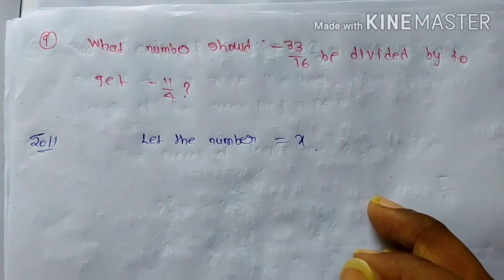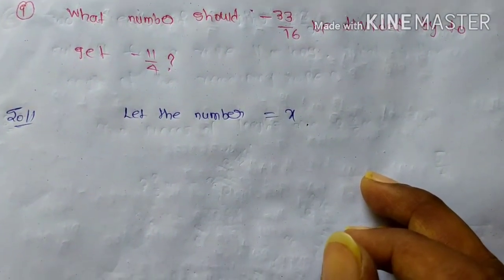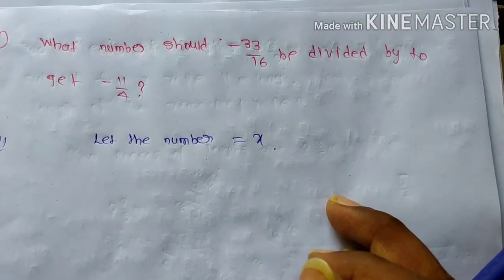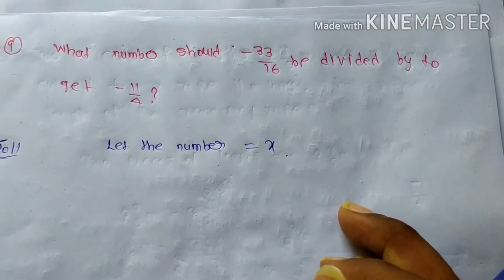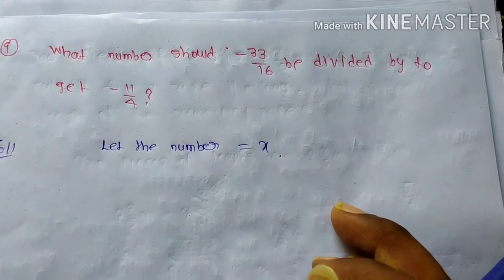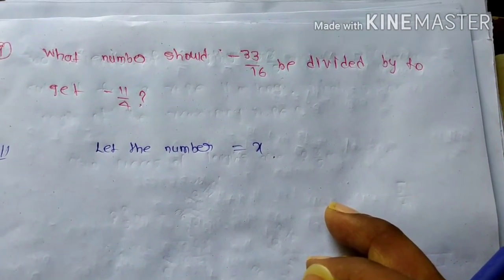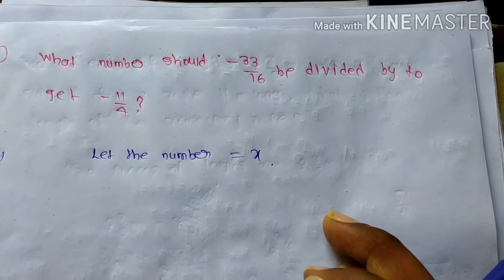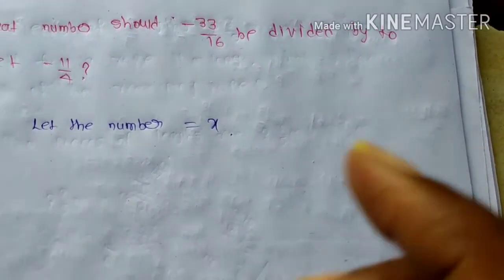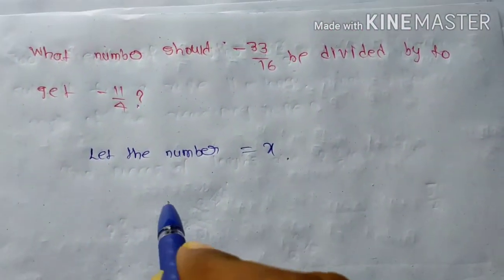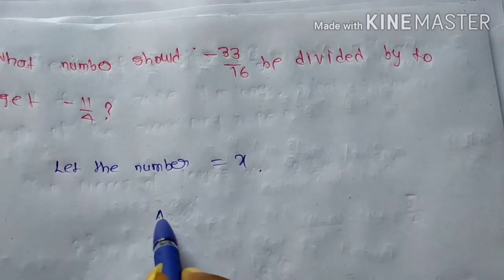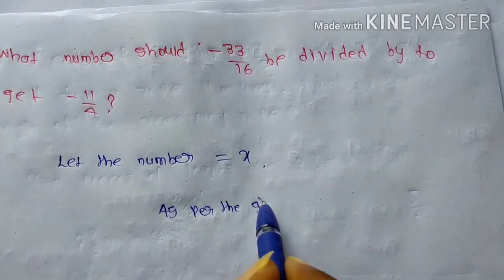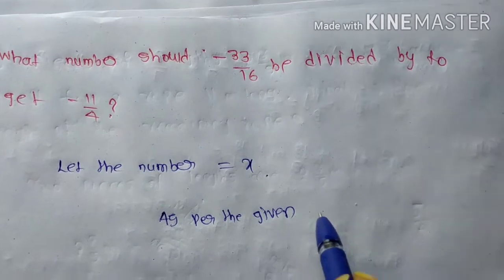Now you can see here another question. Exercise 1.3. What number should minus 33 by 16 be divided by to get minus 11 by 4? First I am taking here, let the number be x. Why? Because we don't know by which number we have to divide minus 33 by 16. That means I am writing here as per the given data, or you can write as per the given problem.